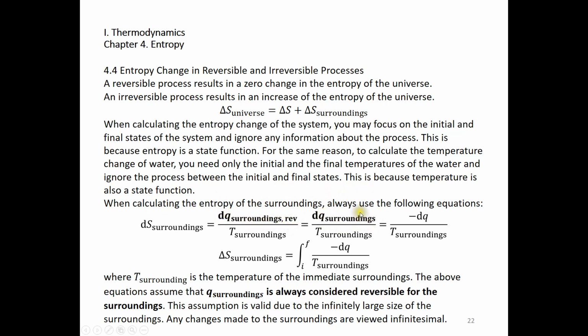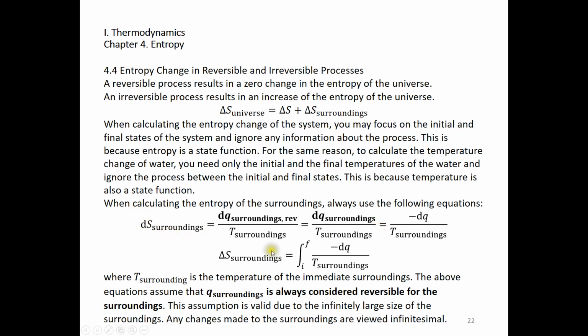So we have this. Now dQ surroundings is negative dQ, right? So again, dQ surroundings is equal to negative dQ. We have this because we're assuming Q of surroundings plus Q is always 0. That means we're just assuming Q of the universe is 0. There's no heat flowing in or out of the universe. So this is where this equation comes from. And now we have this equation. We have negative dQ over T surroundings. We always use this to calculate the entropy change of surroundings.